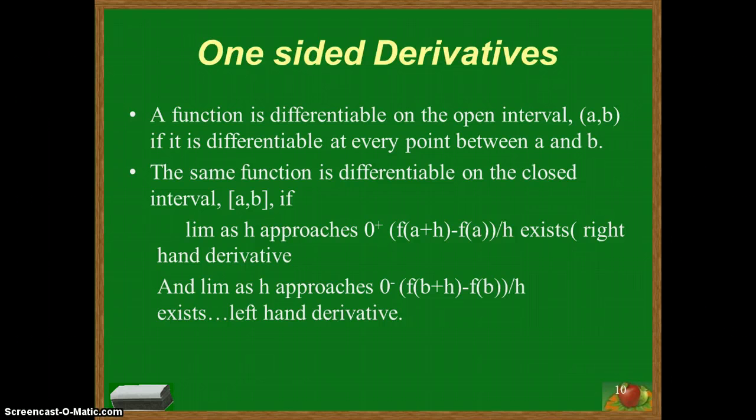And the limit as h approaches 0 from the left, f of b plus h minus f of b all over h, exists, is a left-hand derivative. So all we're saying is in that interval, the derivative as you approach a from the right and the derivative as you approach b from the left have to exist for it to be differentiable on the closed interval.